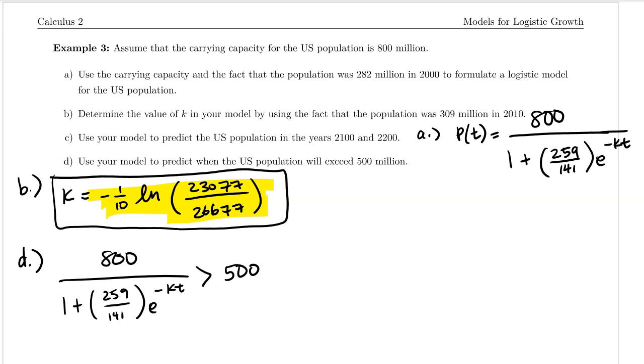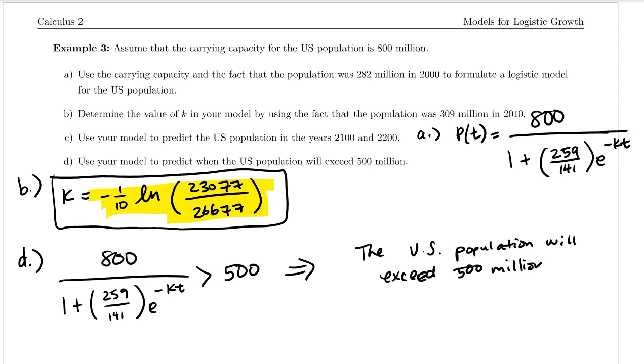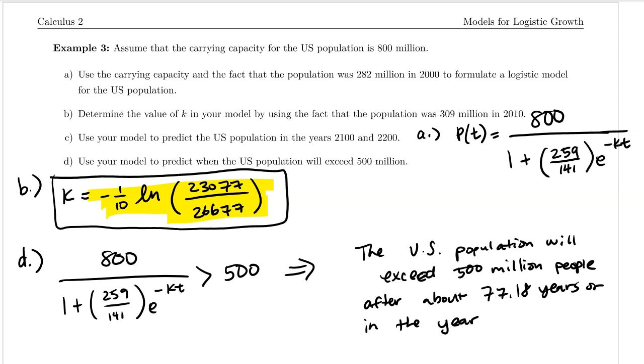Either way, when you solve it, this implies that if you solve for t, the US population will exceed 500 million people after about 77.18 years, or in the year 2077. So that concludes example 3.